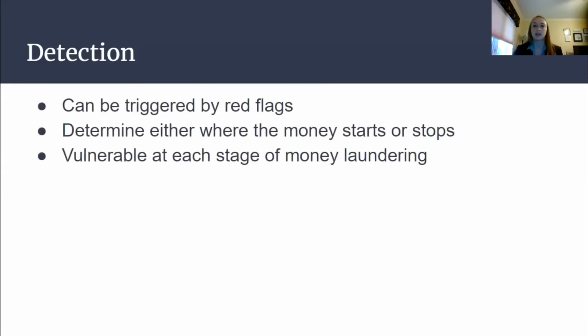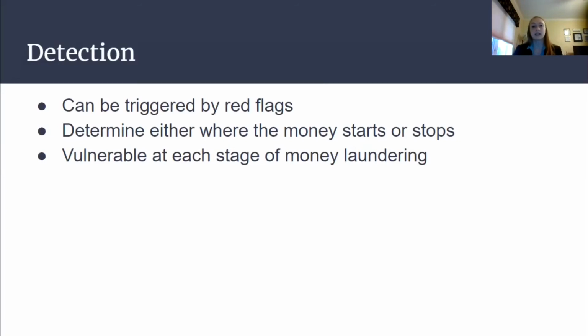As Bryce said, the deterrence of money laundering can be difficult as the people who commit it are already criminals. This places a huge emphasis on the detection of money laundering. The initial detection of money laundering can be triggered by the recognition of red flags, such as those described by Zach earlier in this presentation. The detection of money laundering also relies heavily on the ability to determine where the money starts and stops. This is usually the same place, and if you're able to determine one, you can either look forward or trace back the trail in which the money was laundered.